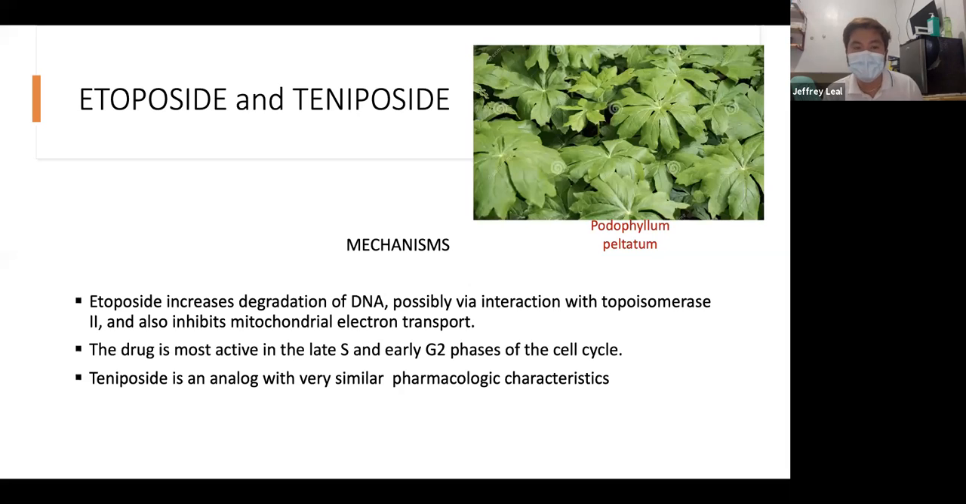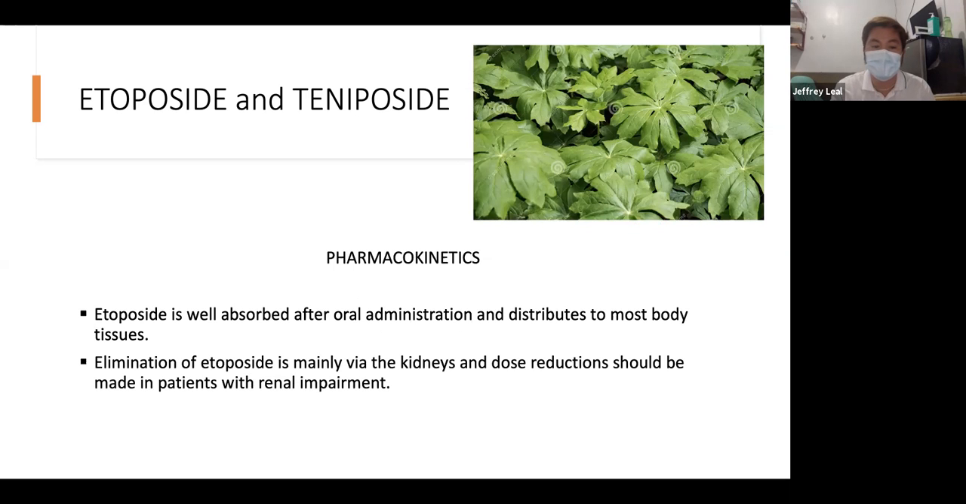Teniposide is an analog of etoposide, and they have similar pharmacologic characteristics. So they are well absorbed after oral administration, and they are widely distributed to most body tissues.